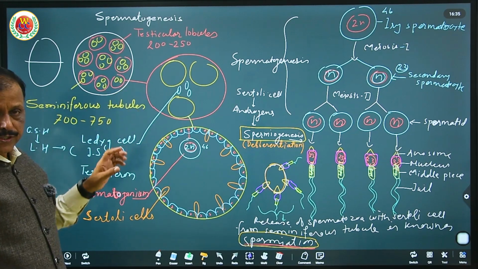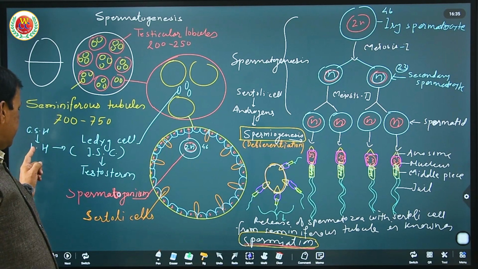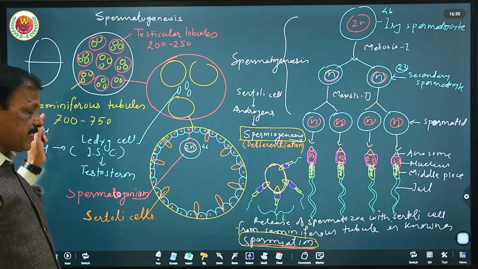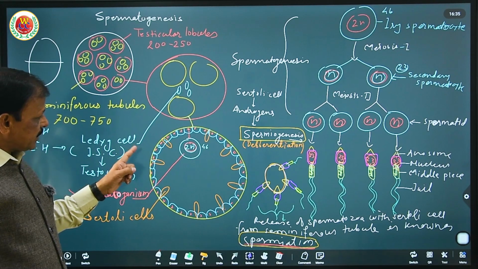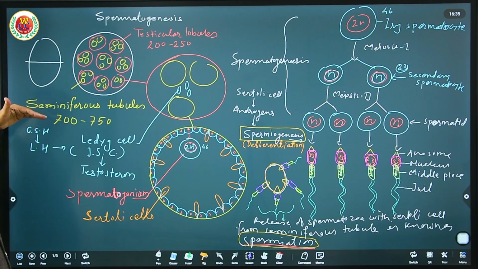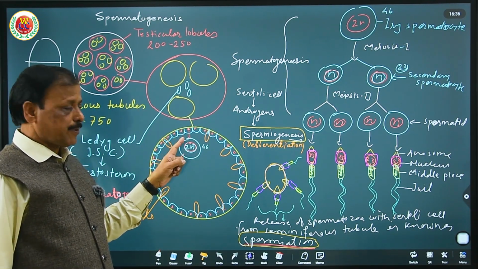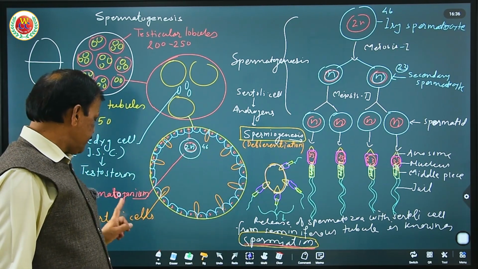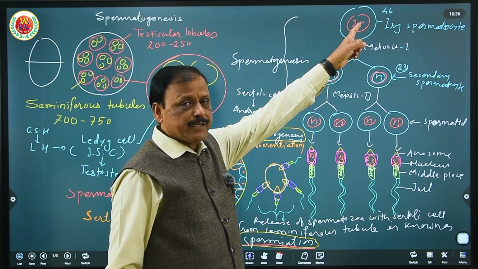So the hormonal control over spermatogenesis is very clear: testosterone is produced by Leydig cells under the influence of luteinizing hormone, one of the gonadotropins secreted by the pituitary gland, under the control of hypothalamus with gonadotropin releasing hormone. So you can understand: hypothalamus, gonadotropin releasing hormone, luteinizing hormone, Leydig cell to produce testosterone, which stimulates spermatogenesis. The spermatogonia present on the inner lining of the seminiferous tubule undergo spermatogenesis. First they enlarge and form the primary spermatocyte.